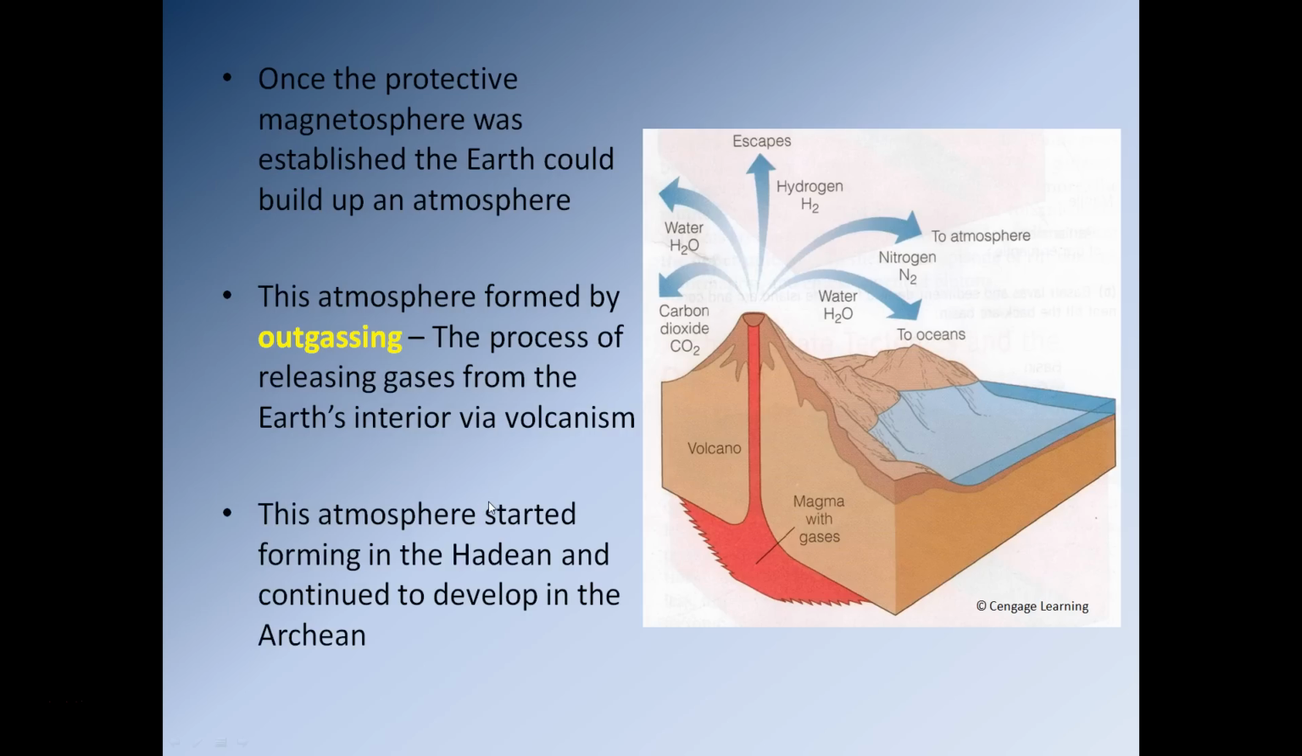So once we did actually get a core, and therefore we had a magnetosphere, we had essentially a barrier that protected us from the solar wind, and this meant the Earth's atmosphere could begin to form. So the Earth's atmosphere formed through the process of outgassing. So that's the process of releasing gases from the Earth's interior via volcanism. And so when volcanoes were erupting, they would release large quantities of water vapour, nitrogen, hydrogen, and carbon dioxide into the atmosphere. So this would be essentially what the Earth's early atmosphere was dominated by.